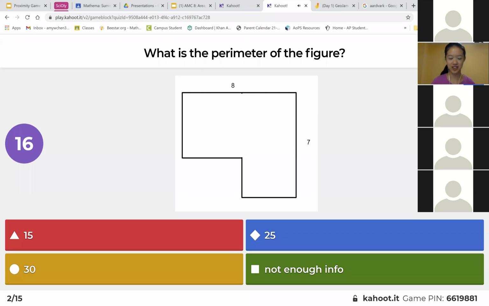Okay, perimeter of this figure. And by the way, you do have enough information to solve this problem. You just gotta use some logic, I think.